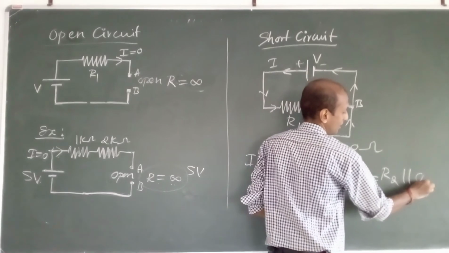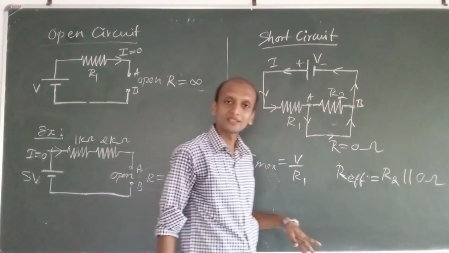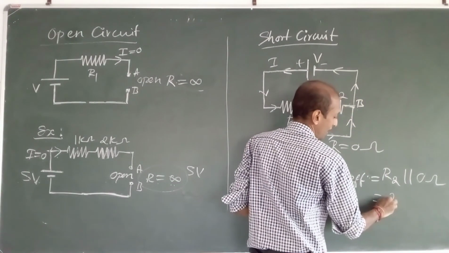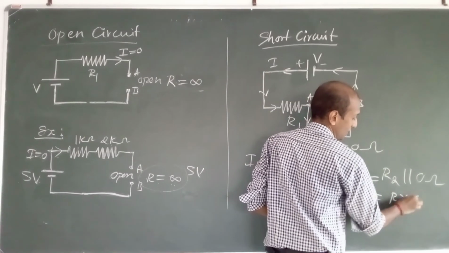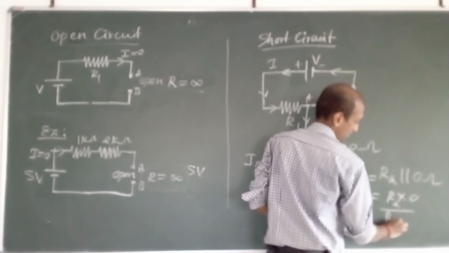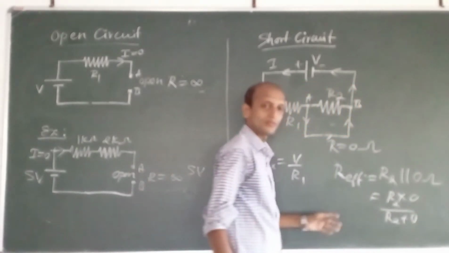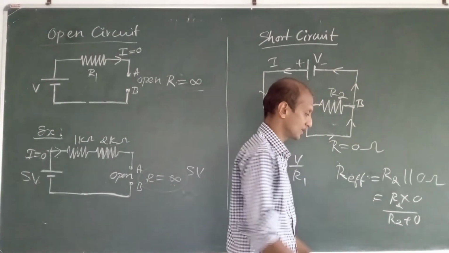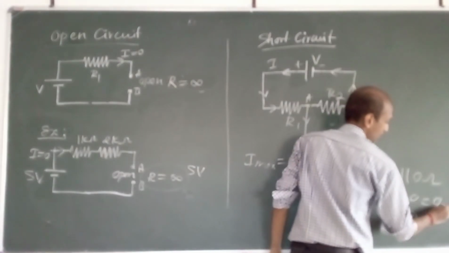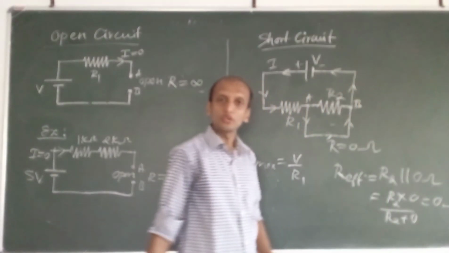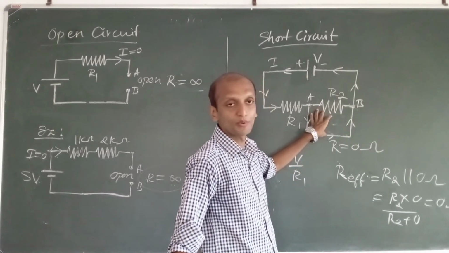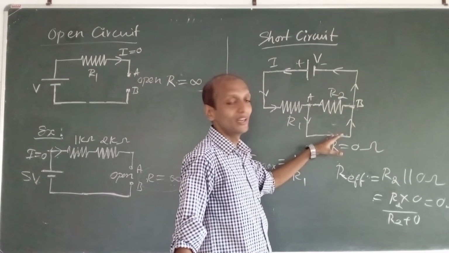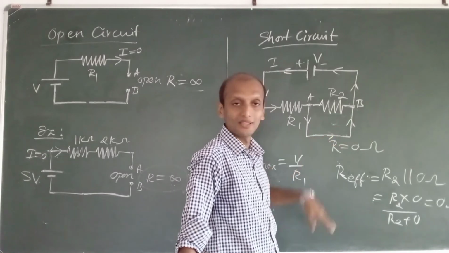R2 in parallel with 0 ohms of resistance, isn't it? So now this is R2 into 0 divided by R2 plus 0. Then I'm multiplying with 0. The resistance will be 0 ohms. So the effective resistance which will be offered here will be 0 ohms. R2 acts as if it is not there.